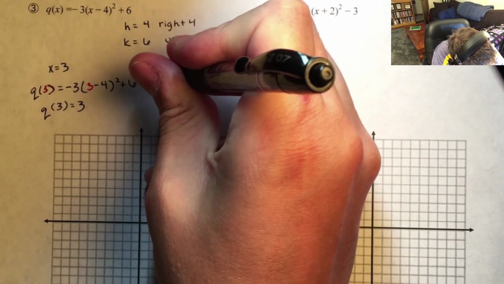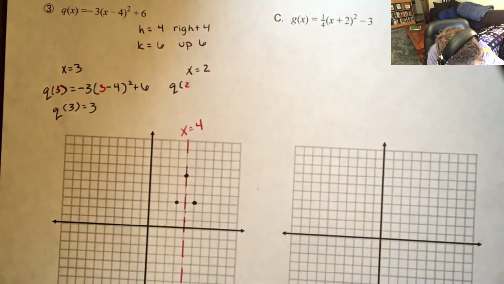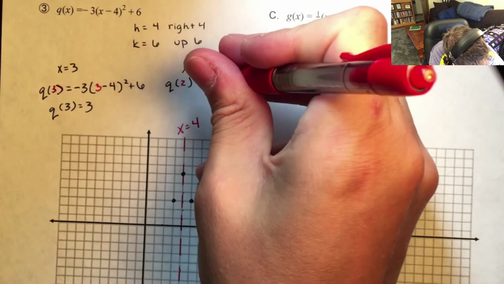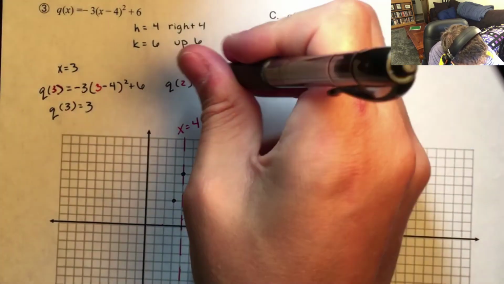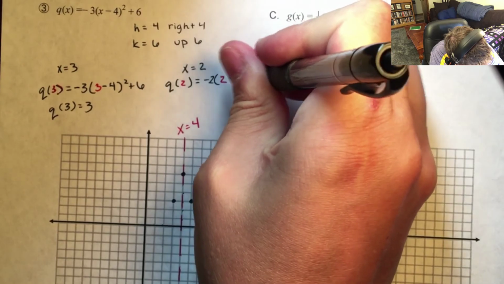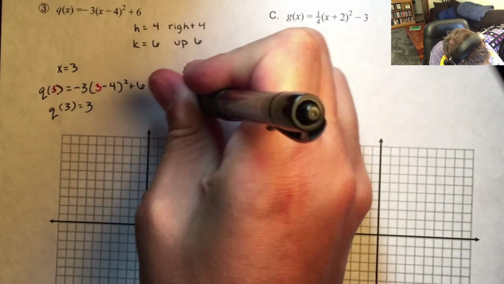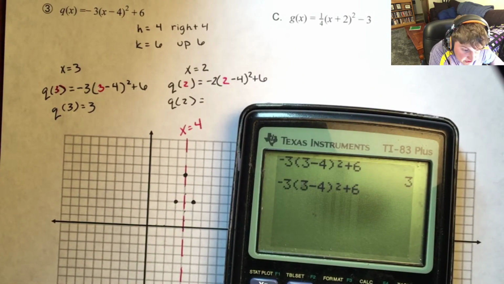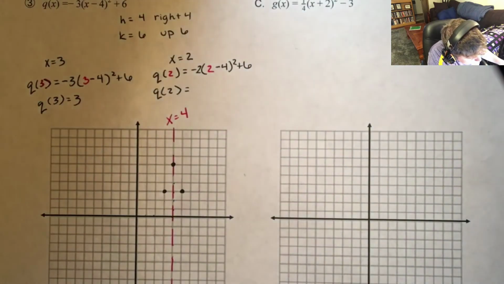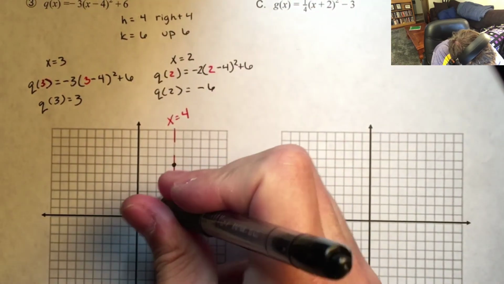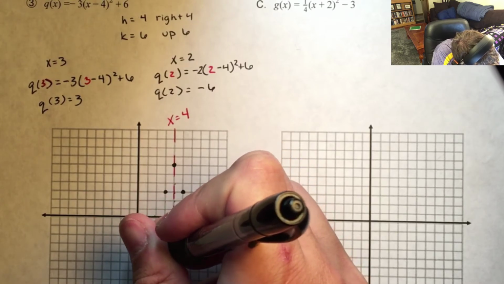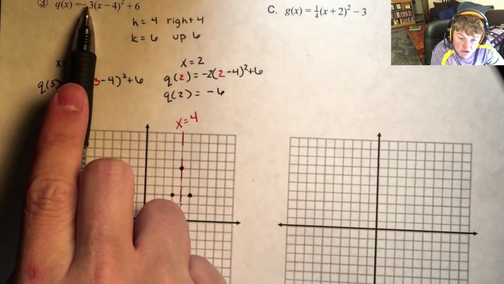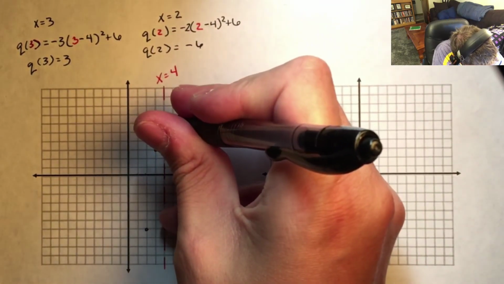So that means q of 2 is equal to -2 times (2 minus 4) squared plus 6. So that means q of 2 is equal to, and then here I can just hit 2 to get -6. Okay, 2, -1, 2, 3, 4, 5, 6. Yes, this one is very narrow because this 3 value, its absolute value, is far from 0.